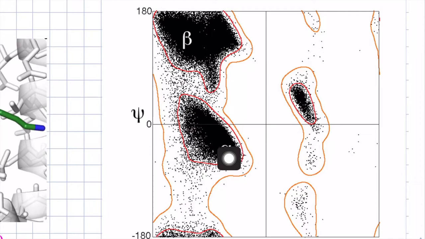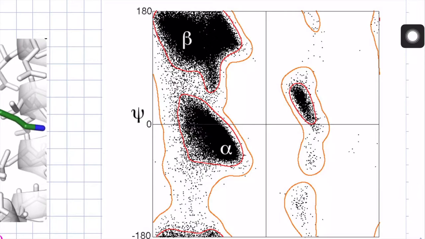On the other hand, we have a dense area of phi psi values here, and the beta indicates that residues that adopt phi psi angles here tend to be in beta sheets and beta strands. There are other areas, for example, this one, and it's not important that we talk about what kinds of structures are formed by these amino acids with these phi psi angles.